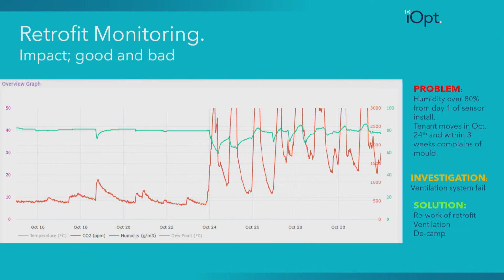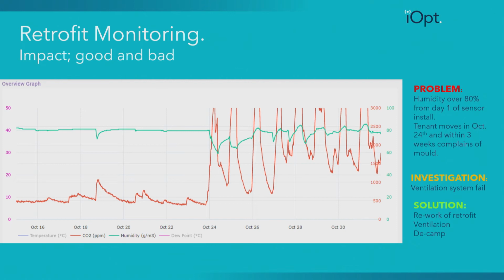Not all contractors will do as they were meant to. This is a home not far from here that our system identified pretty much immediately after retrofit work was carried out that there was something not right. Top line is humidity. Red line is CO2 levels. Top line is sitting at around 80% humidity.